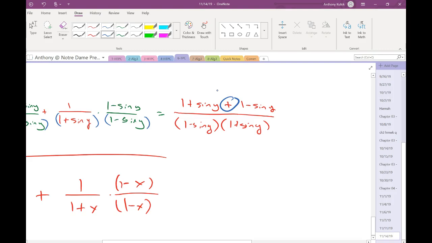Can't you do 1 plus sine and then 1 minus sine? Don't those equal 0? So you want to combine the like terms on top. Is that what you're saying? They don't give you 0, though. They give you what? Brian? 2. 1 plus 1 is 2. Sine y plus negative sine y is 0. Wait, that's a negative. This one and this one added give you 0, and you're left with 1 plus 1. Oh, yeah. That makes sense.